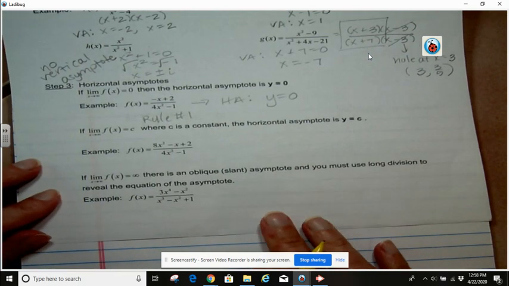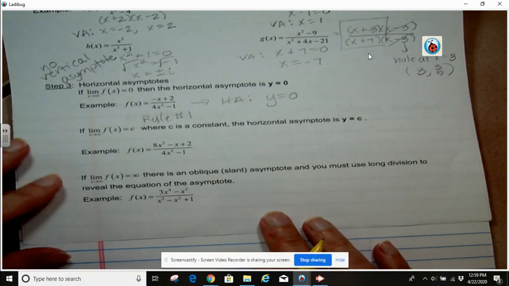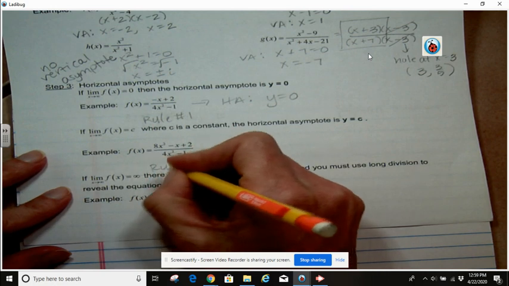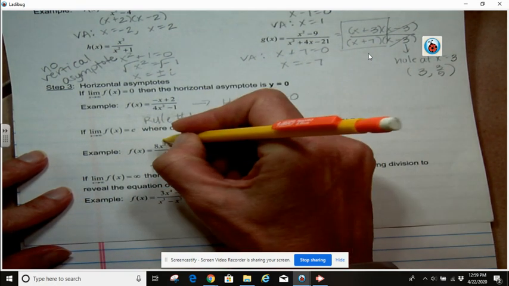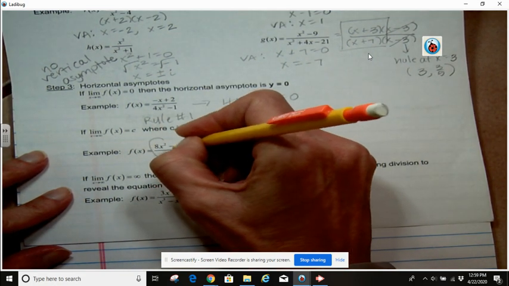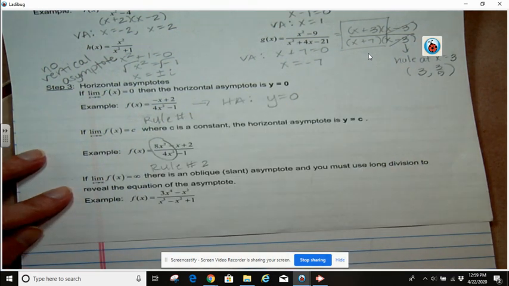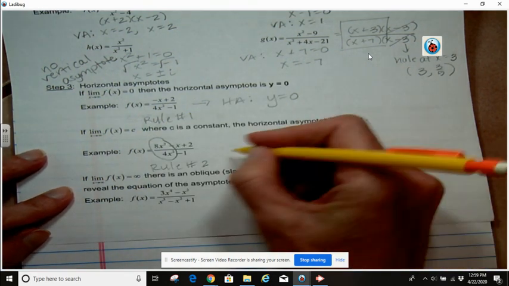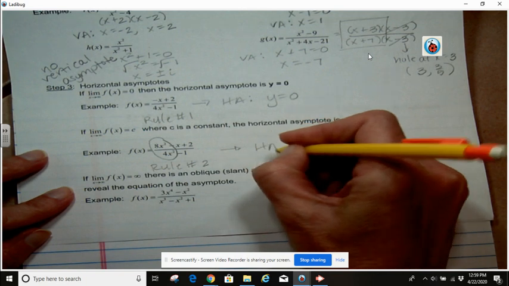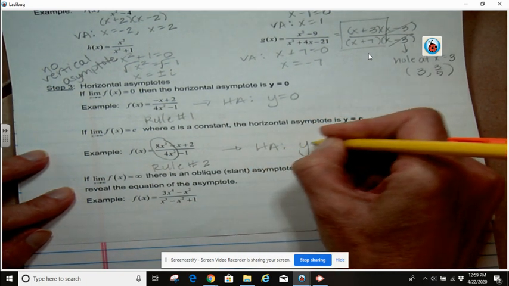If the degree of the numerator is the same as the degree of the denominator, that's rule number 2. And we look at those two degree making terms and we just reduce them. And that gives us our limit to infinity. It also gives us our horizontal asymptote. So here it's y equals 2.